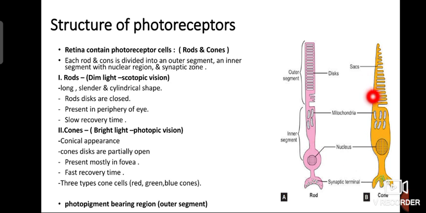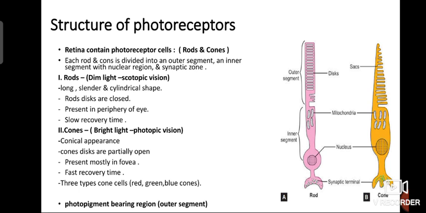the synaptic terminal. In the inner segment, mitochondria are present, and inside the rods discs are present and cones have sacs. So the rods are activated in dim light, and are responsible for scotopic vision or night vision. Long, slender and cylindrical shape, broad discs are closed, present in the periphery of the eye, slow recovery time.